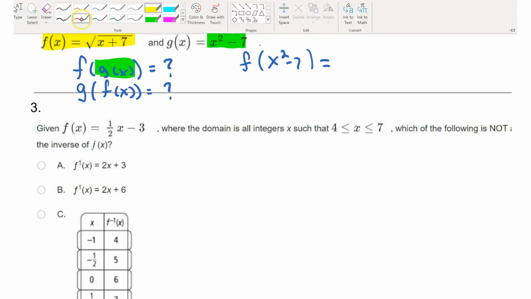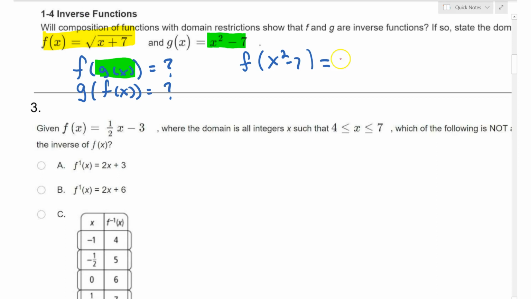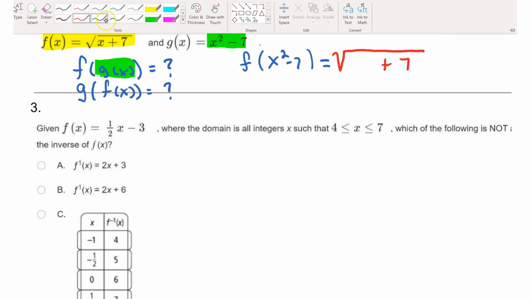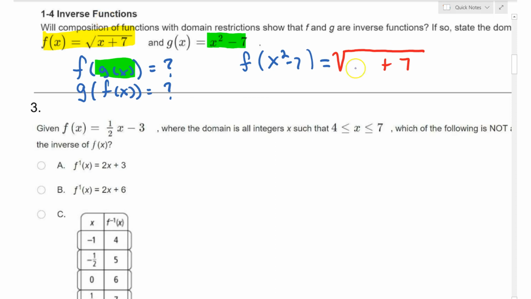Wherever you see an x, that is the input. So in this case, the input will be x squared minus 7. That's the input. So go ahead and take a minute to see that. Remember, this right here is the input.